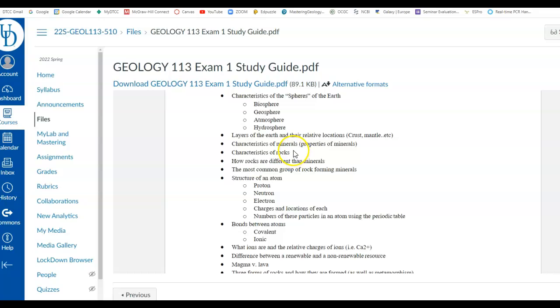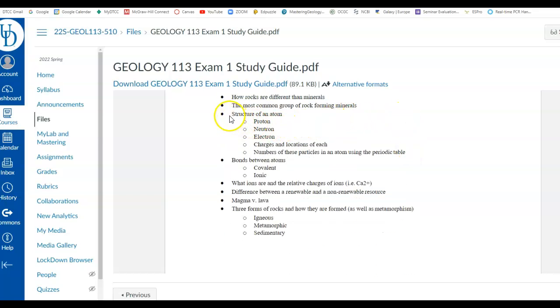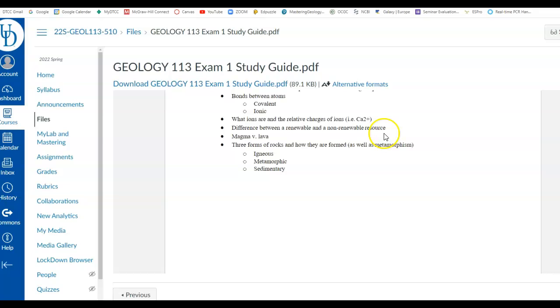Moving down, there are a few questions on characteristics of rocks and minerals. We talked about them today, how rocks are different from minerals. All these collectively are probably 10 to 15% of the test. And then as far as the chemistry, you're going to be given a periodic table. Just be able to do the following things like chapter 2 talked about. And then moving down there, we covered the three forms of rocks and minerals and whatnot. And it won't be a surprise that you'll have some sort of rock cycle image where you're going to have to fill in the blanks as to which of the three types of rocks it is.